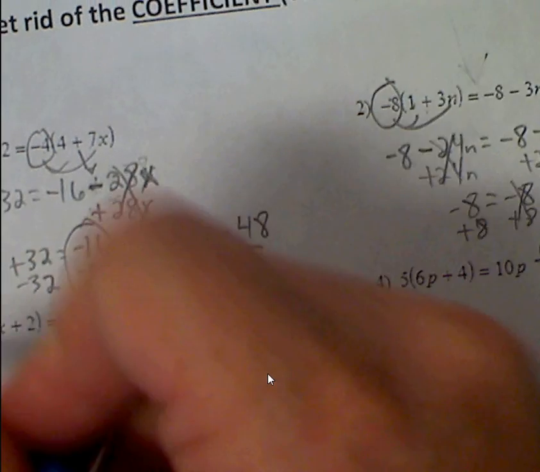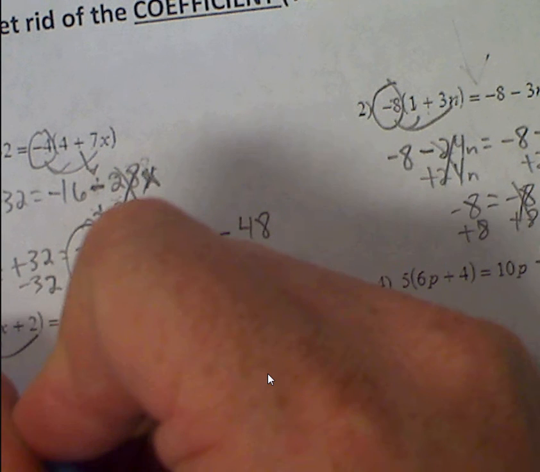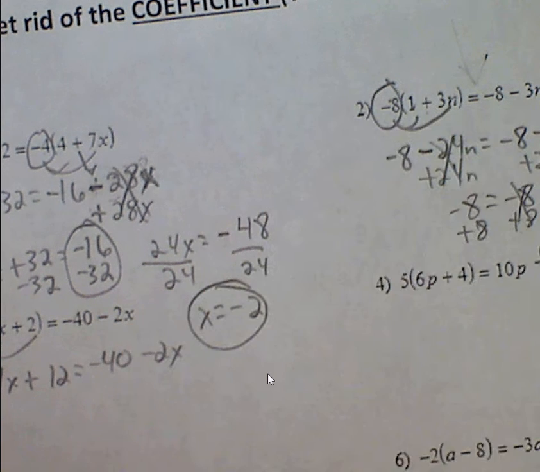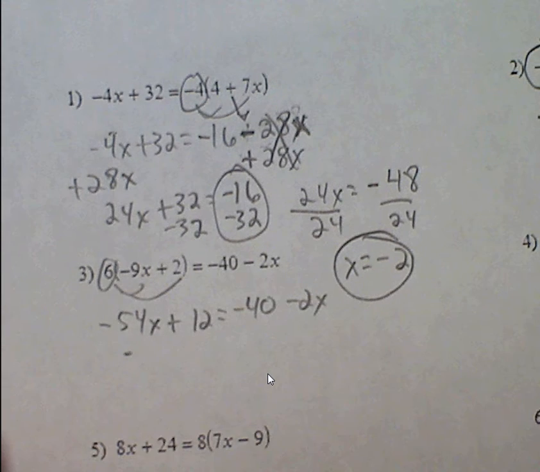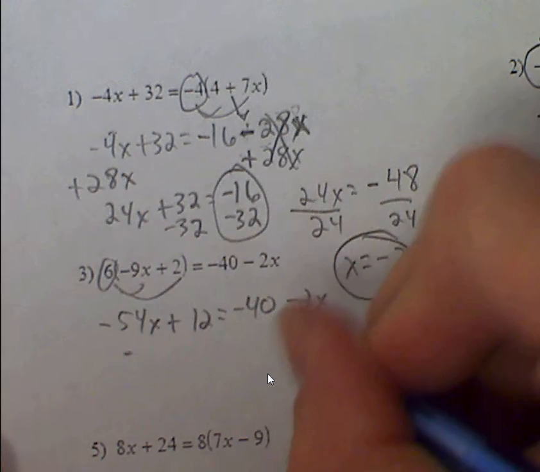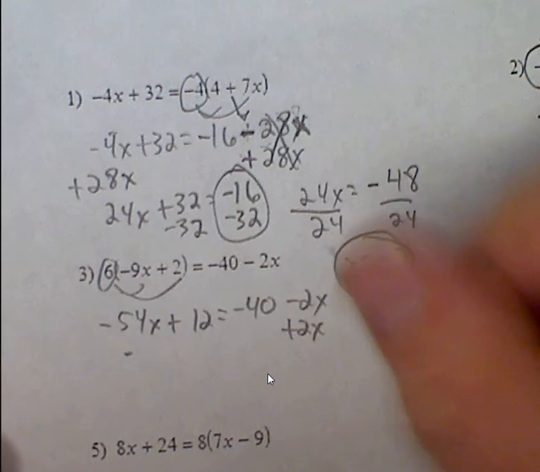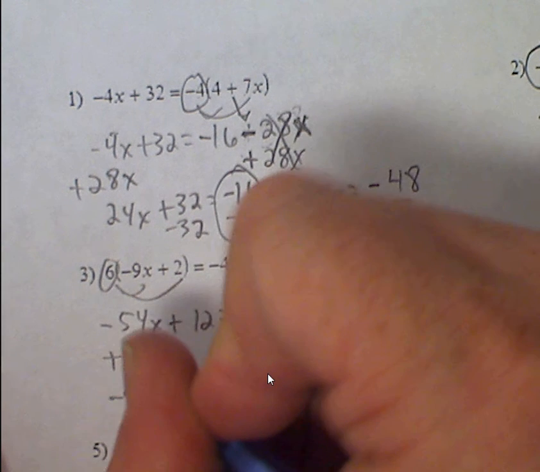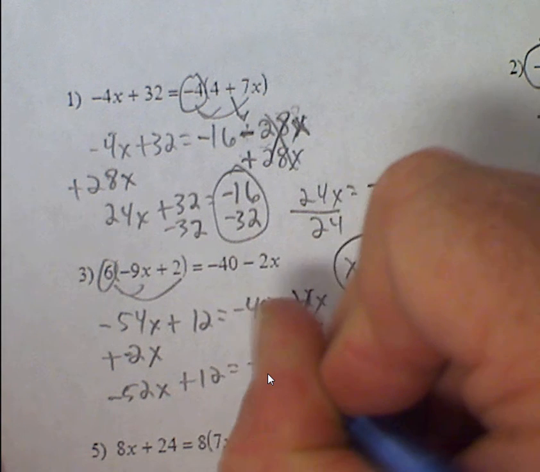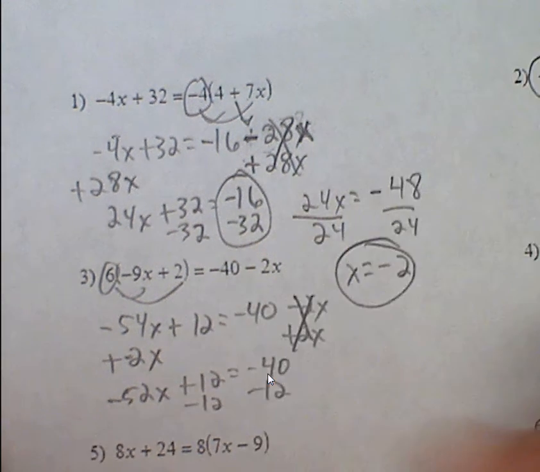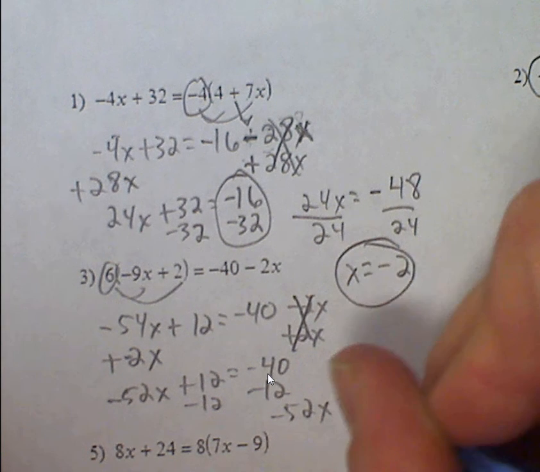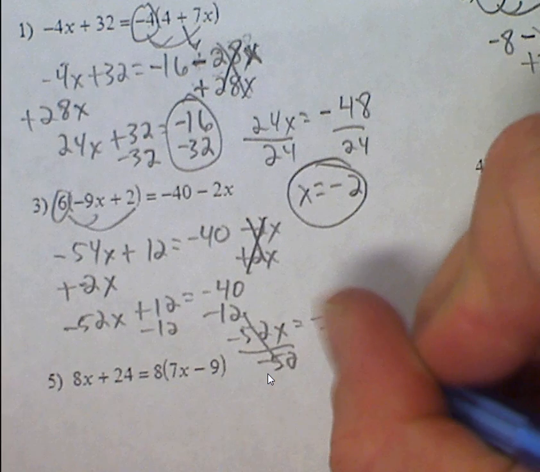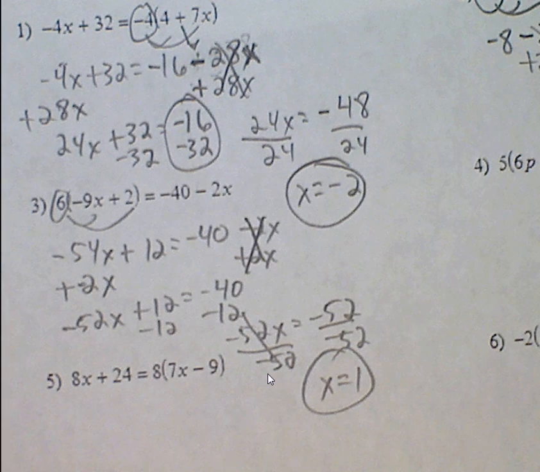So here we go. I have to distribute the 6. That gives me negative 54x plus 12 equals negative 40 minus 2x. I need to get my variables to the same side. I'm going to stay consistent by bringing the right side, so the negative 2x becomes plus 2x, to the left side. That would give me negative 52x plus 12 equals negative 40. Minus 12, minus 12, negative 52x equals negative 52. Divide by negative 52, x equals 1. Two negative signs make a positive.